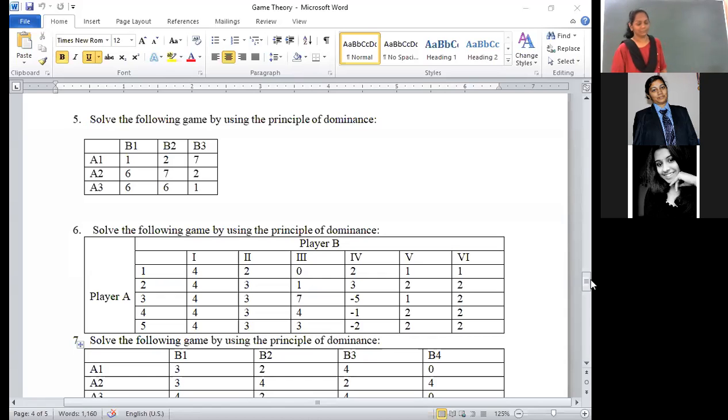Okay. Yesterday we discussed the value of the game and how to find out optimal strategies. If you remember, you have to remember the formulas.